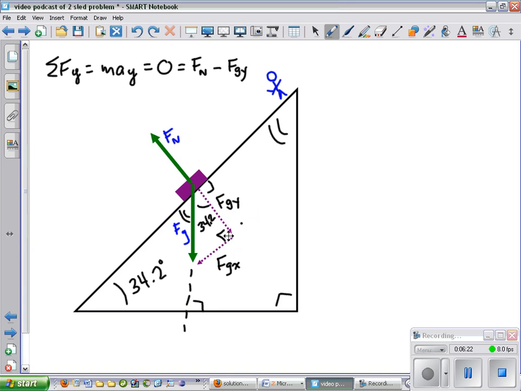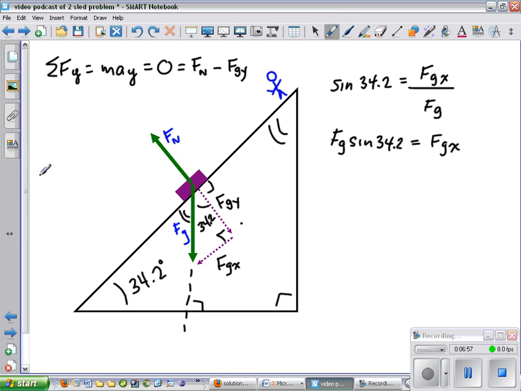Now we can find Fgx. Fgx is opposite to that angle, so we're going to use sine: sine of 34.2 equals opposite, Fgx, over hypotenuse, Fg. Now in this circumstance, Fg, let's move it over here first and solve for Fgx.